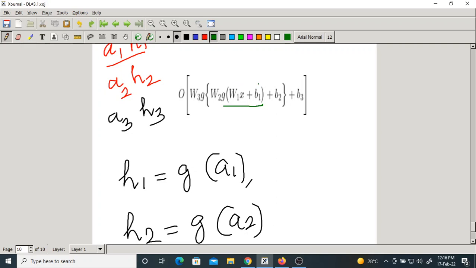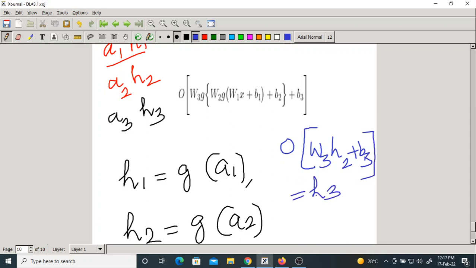Next, W2 into H1 plus B2, this is A2. And G of A2 is H2. Next, O of W3 into H2 plus B3. So this is H3 or HL.